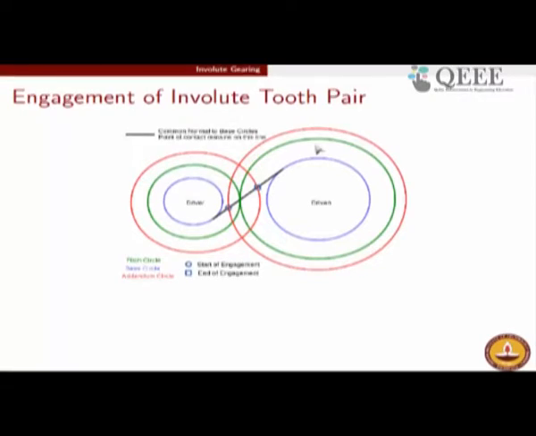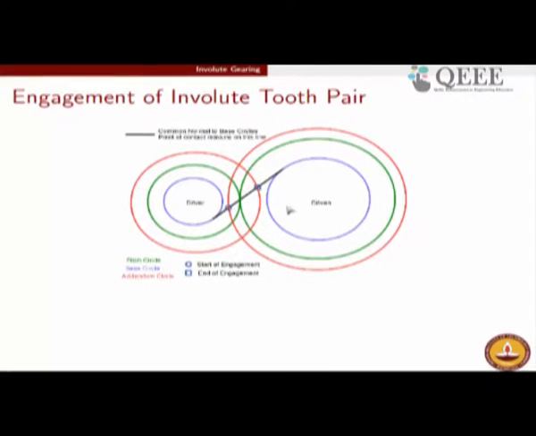With this understanding, let us now come back to this drawing. We have three different circles that have been drawn here. What has been drawn in green is the pitch circle. You can see the pitch circles are actually touching each other. It is in the condition of tangency.